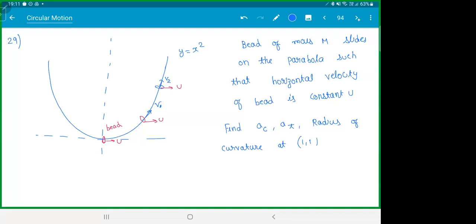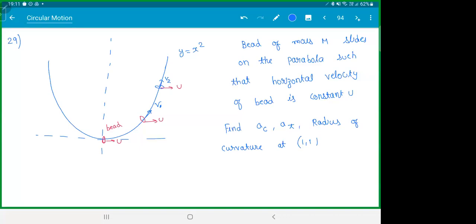I hope the diagram is clear. The ring is sliding on the parabola such that horizontal velocity is constant. Vertical is changing. Find the centripetal, tangential, and the radius of curvature at 1, 1. These are the kind of questions you'll get in paragraph or matrix matching questions. Mostly this would be a paragraph or a matrix matching. Try. It's a good one. Let's see how you will figure this out.